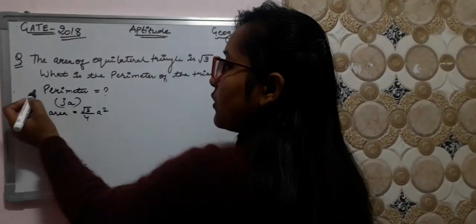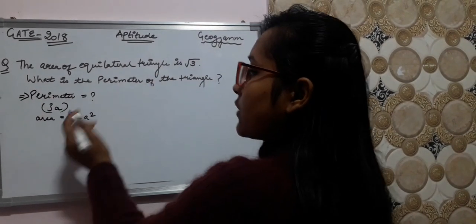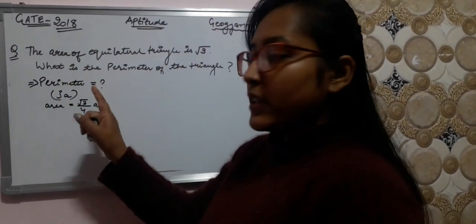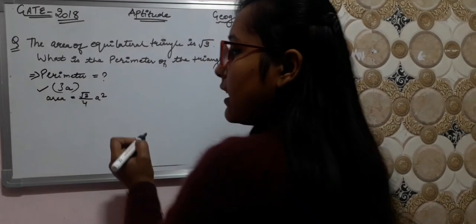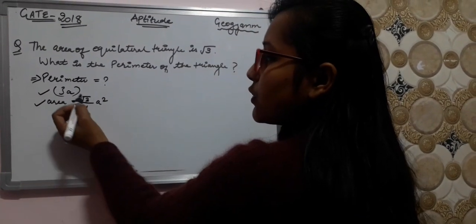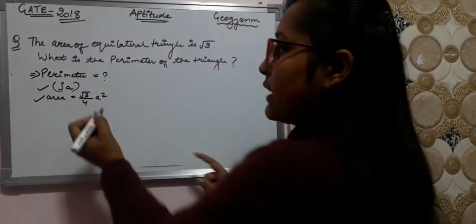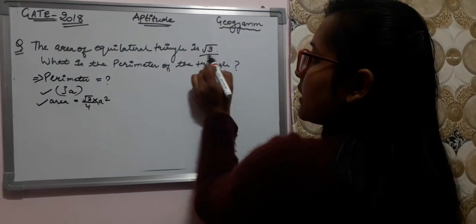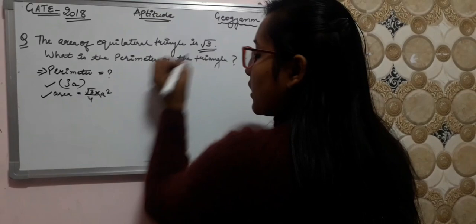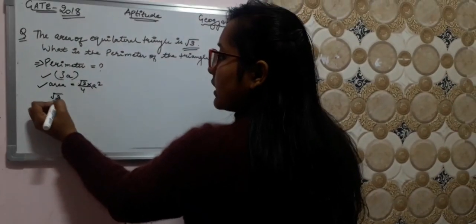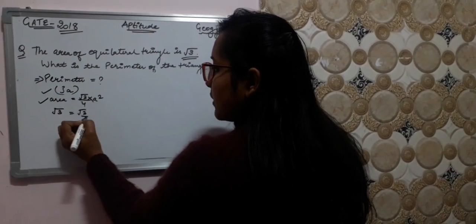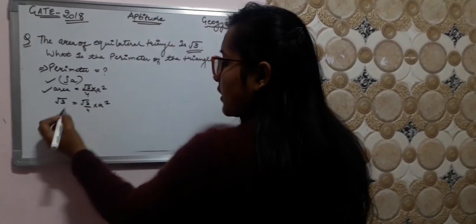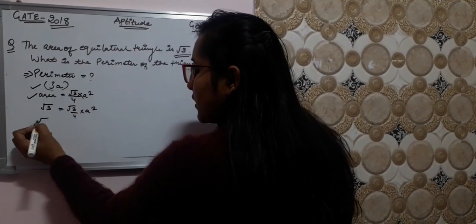Now we have to find the perimeter of the equilateral triangle. The perimeter of an equilateral triangle is 3a and the area is root 3 by 4 into a square. The area for the equilateral triangle is given in the question, so we will put it over here. Root 3 equals root 3 by 4 into a square.